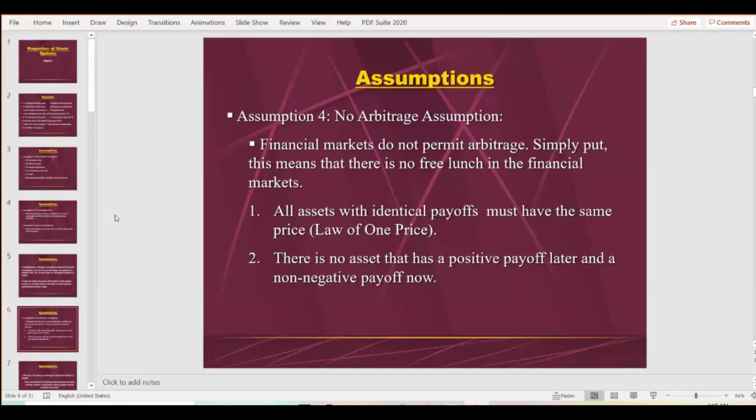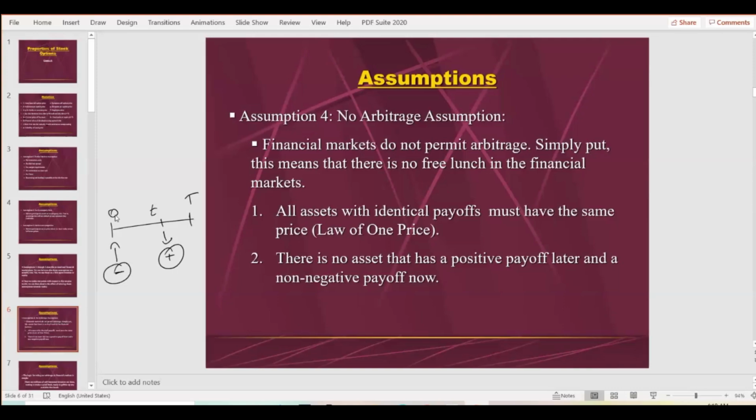Now, there is no asset that has a positive payoff later and a non-negative payoff now. If such an asset exists, we will all want to invest in such an asset. This means that, let's say that at time capital T, or at any point in time between time T equals 0 and capital T, we are going to receive a positive cash flow. If this is the case, we should be paying something to buy that asset.